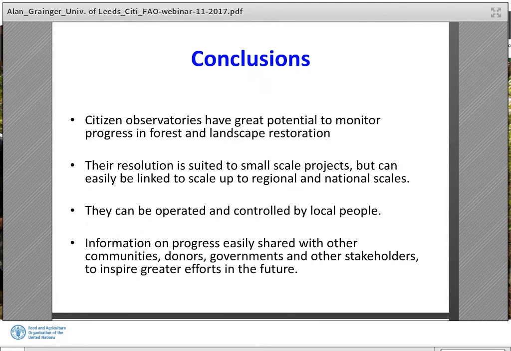To conclude, citizen observatories have great potential to monitor forest and landscape restoration projects. Their resolution is suited to the small scale of these projects, and control by local people will ensure that information on progress is readily available to other citizens, easy to share with donors and other stakeholders, and capable of inspiring greater efforts in future.